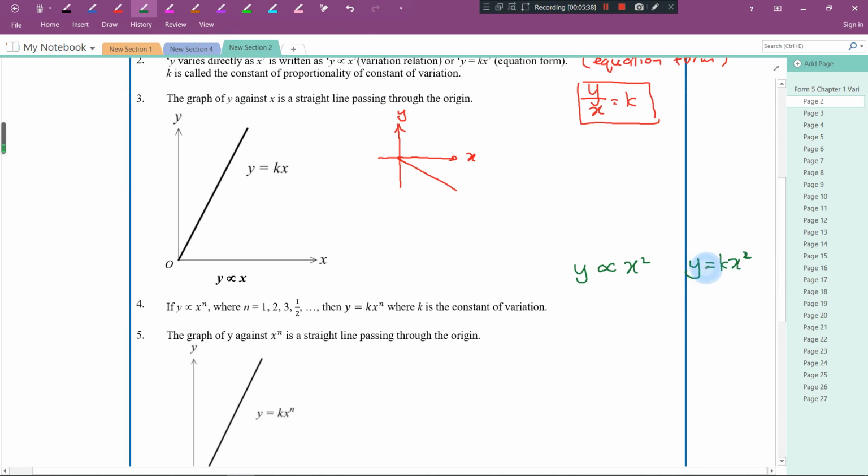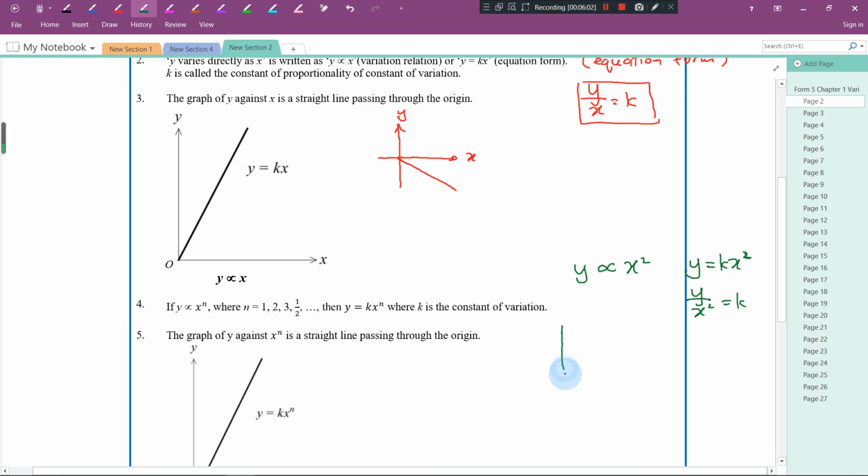Now, we look at this equation. y is equal to kx squared, right? If I divide both sides by x squared, what will happen? Same as what I did just now. Here you get k. You will notice that whenever you take y divided by x squared, you always get a constant. If this happens, it means that y varies directly as x squared.